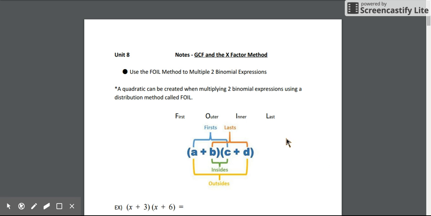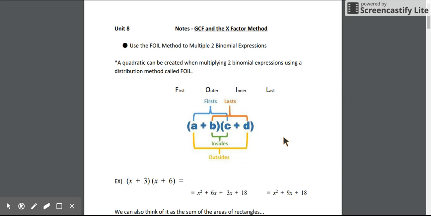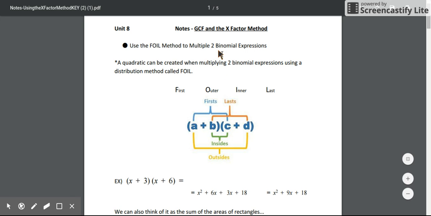First thing we need to understand is how to multiply two binomial expressions together. A binomial is an expression that has two terms. Prefix bi means two, nomial means terms or numbers. So an expression with two terms or two numbers is a binomial. So here's a binomial in parentheses right here. And then it also has another binomial here. So here are two binomials, and we're going to try and multiply them together.